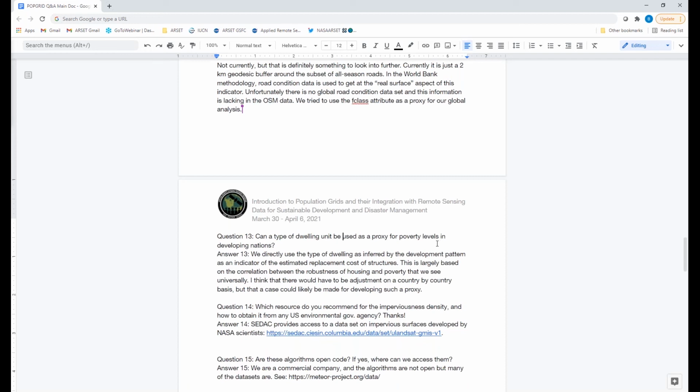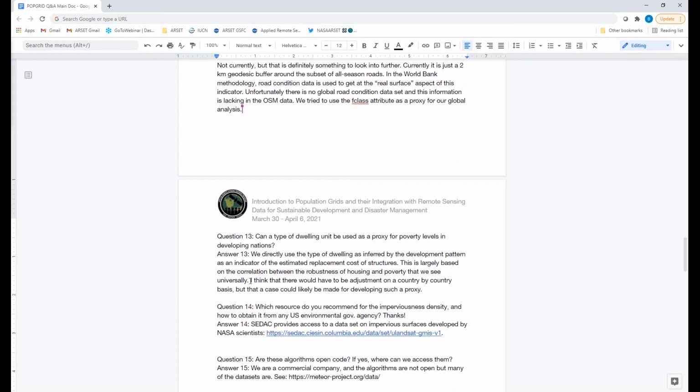So question 13, can a type of dwelling unit be used as a proxy for poverty levels in developing nations? You know, I thought this was a great question. We generally think of it the opposite way. When we look at these development patterns, you can definitely see what we call the durability of the structures, which is a direct correlate with poverty. We use that to estimate the fragility of the structures as well as the replacement cost.